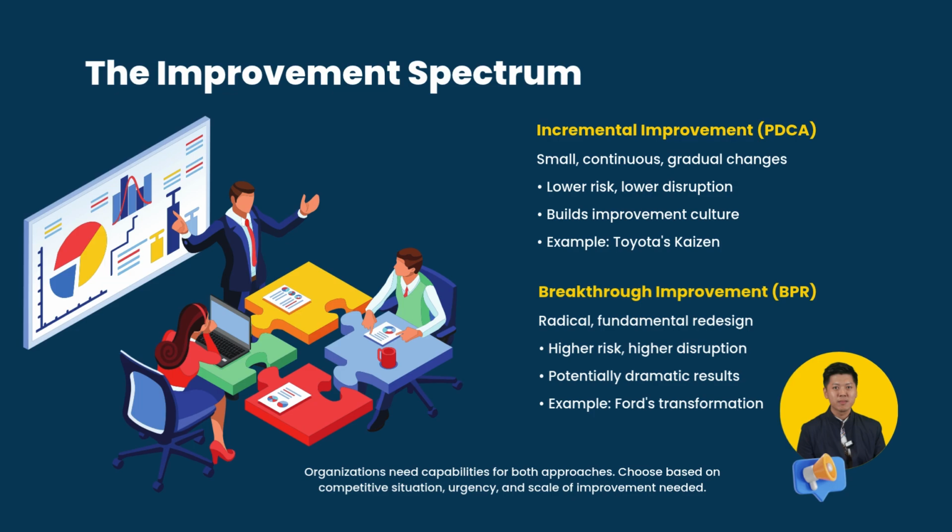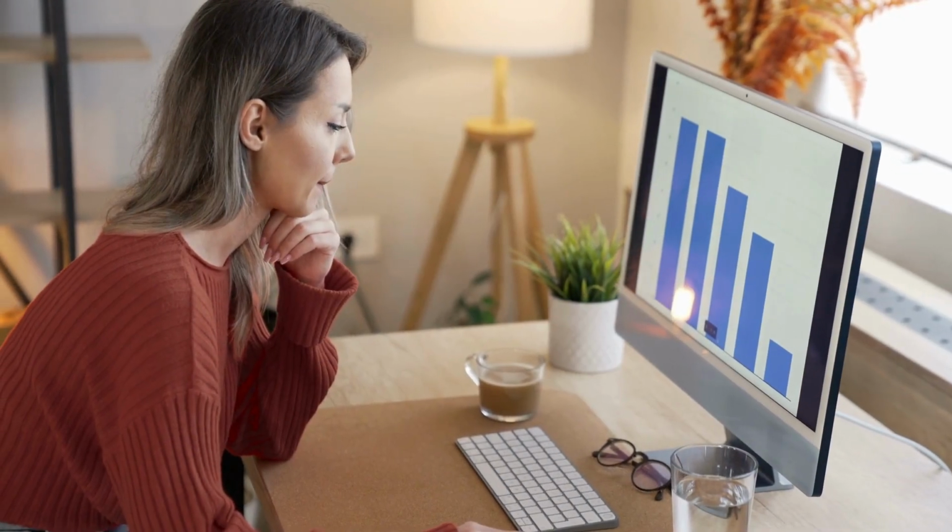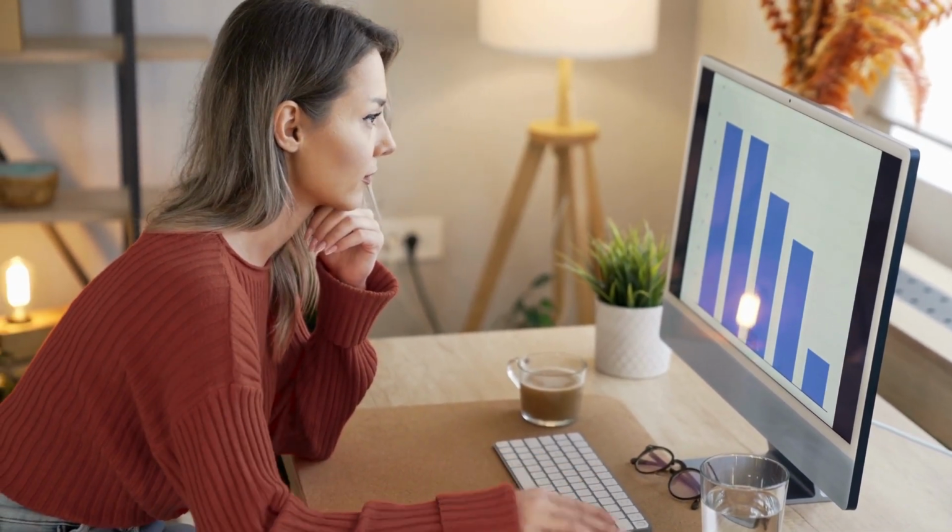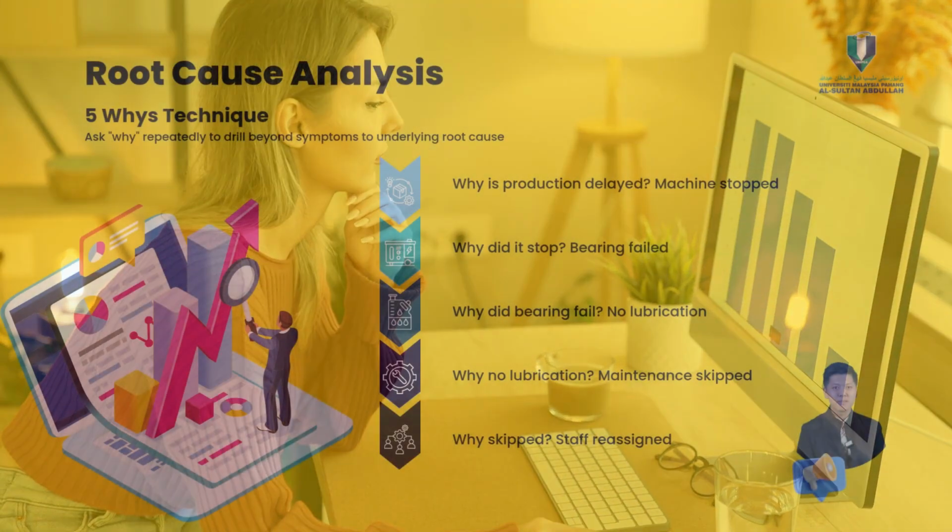On the other end, we have breakthrough improvement, often achieved through business process re-engineering, or BPR. This is about radical, fundamental redesign. It's higher risk and causes more disruption, but the potential results are dramatic, as seen in Ford's famous accounts payable transformation. Smart organizations need the capability for both approaches. The one you choose depends on your competitive situation, the urgency for change, and the scale of improvement you need.